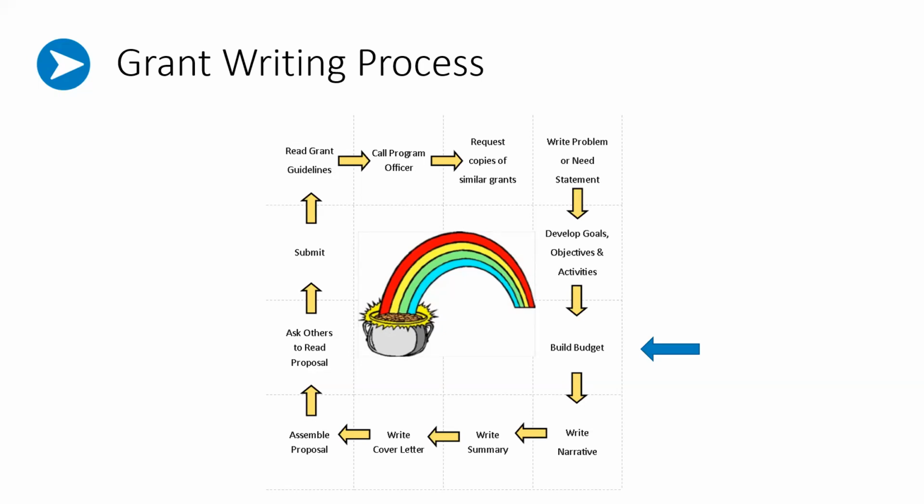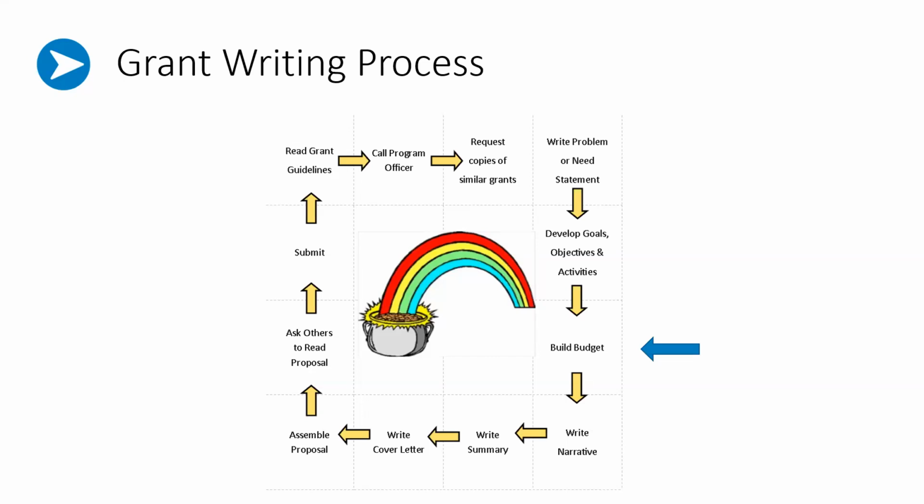Next, I write the problem statement or need statement, and we'll talk about that in another session. Then I develop the goals, objectives, and activities that are going to be part of your project. And then I work on building the budget. The budget is really a numerical version of the narrative. So once the budget is built, we can move on to writing the narrative of our grant. I follow that with the summary and the cover letter that you're expected to send with most grants.